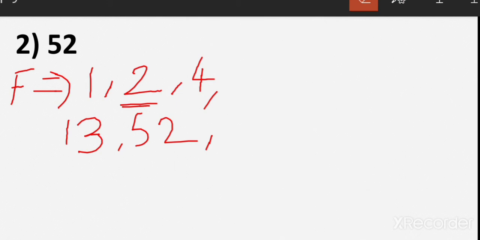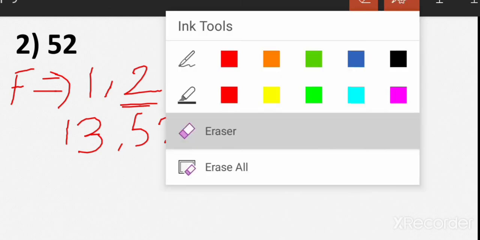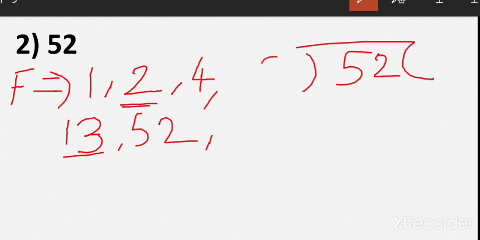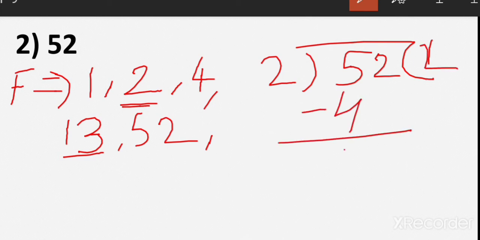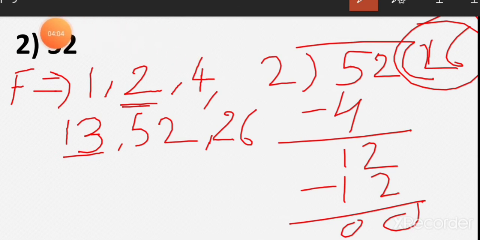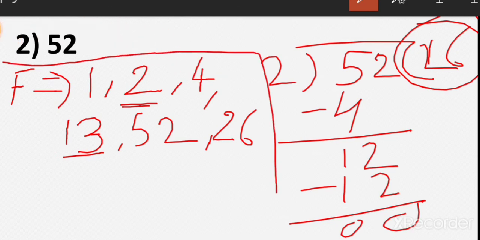So as 4 is a factor, by 4 when I'm dividing, I'm getting 13. So 13 is also a factor. Now as 2 is a factor, when I'll divide by 2, 2 twos are 4 and 2 sixes are 12. So I'm getting 26 also as a factor of the given number. So how many factors am I getting here? I'm getting a total of 8 factors of 52. So 52 is a composite number.